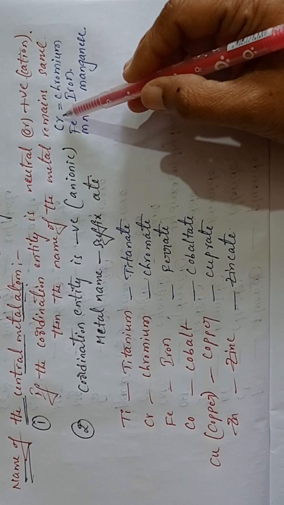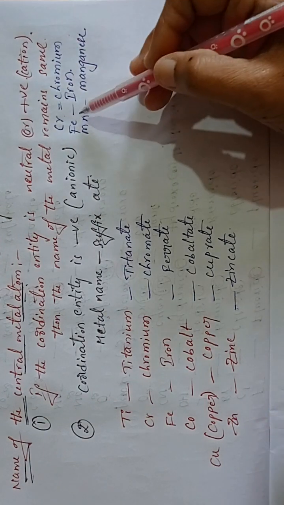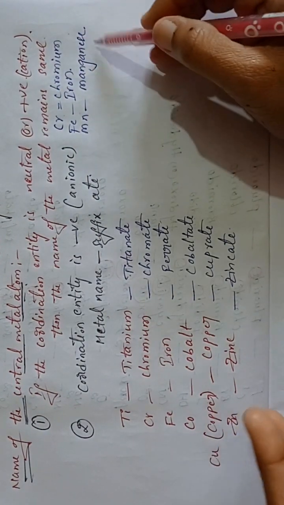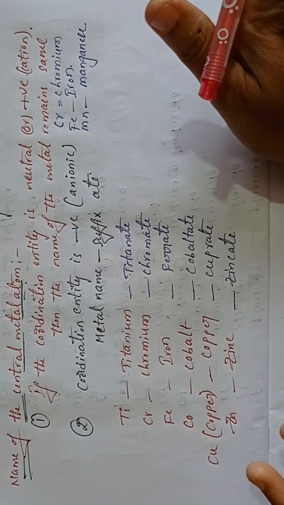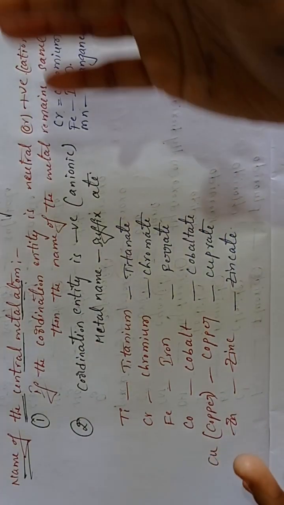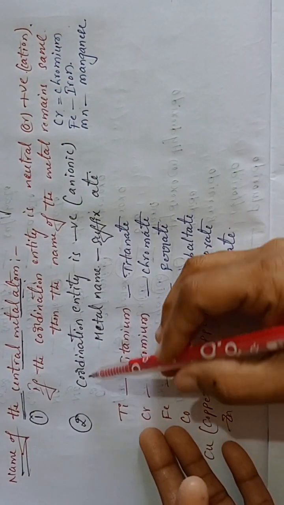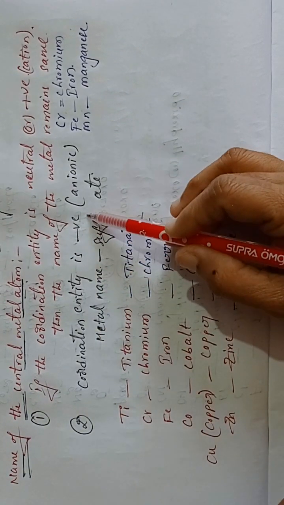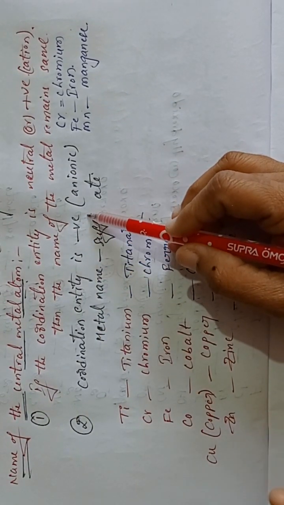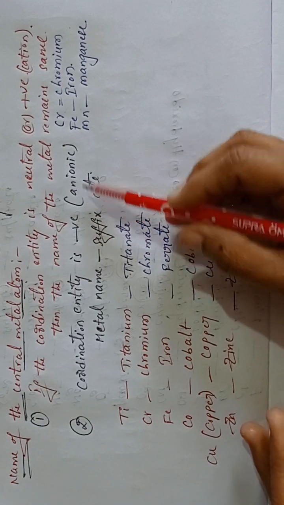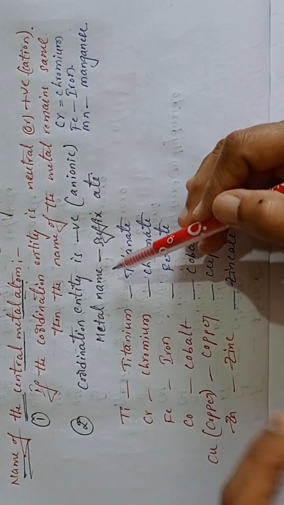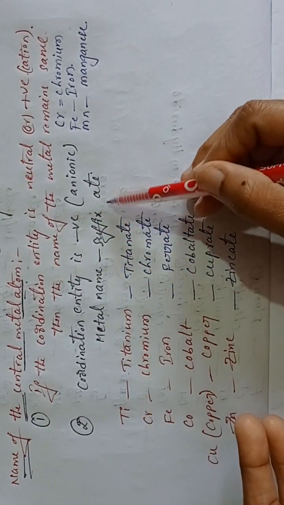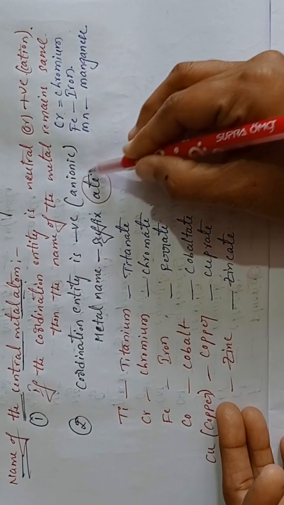That means, for example, chromium metal: chromium only. Iron only. Manganese only. What is the name of the metal? As it is, we have to use. But in the second case, the coordination entity is negative. If the coordination zone is negative, that means an anionic complex is given, then to the metal name what should we add, students? -ate we have to add.